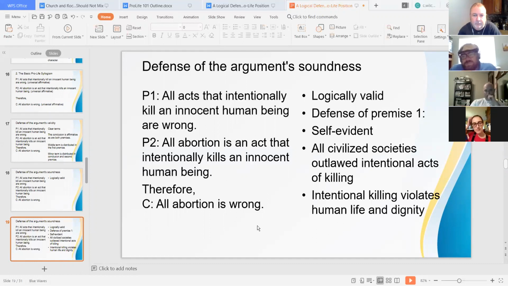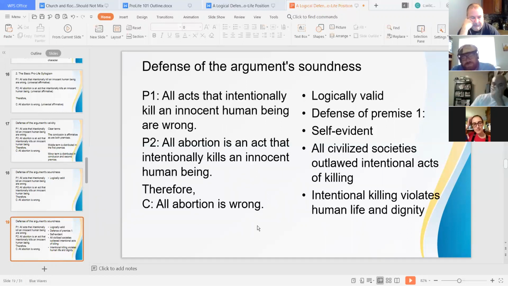What really matters is whether or not the argument is sound. So we've shown that the argument is logically valid. Now to show that it's sound, we need to present a case that the premises are true. So to defend premise one, which is all acts that intentionally kill an innocent human being are wrong, we can simply say that really it should be self-evident. All of us really believe that it's wrong to intentionally kill an innocent human being. It's not really something that we should have to present an argument for. It's just something we all kind of know.